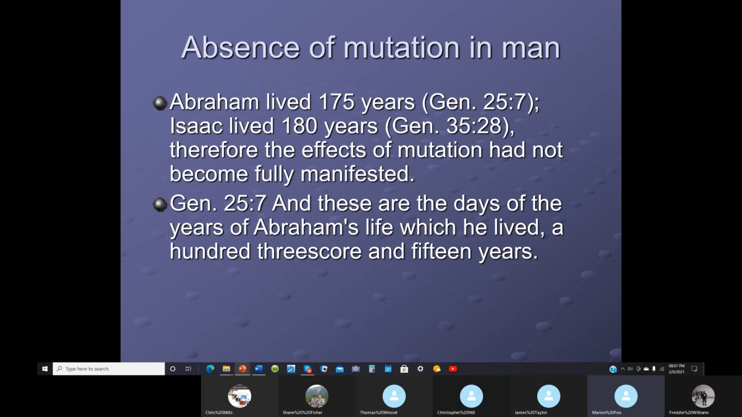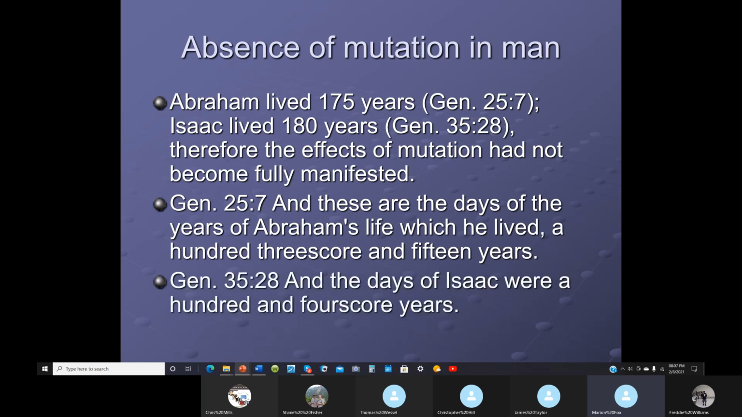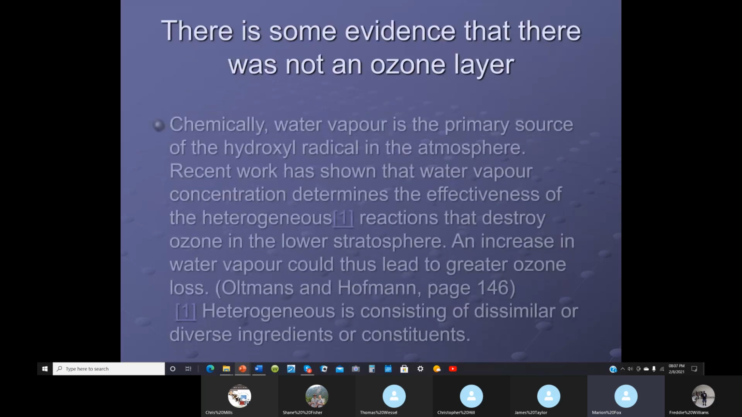And these are the days of the years of Abraham's life when he lived: 175 years. The days of Isaac were 180 years, a hundred and four score. A score is 20, so that'd be 180 years. Okay. So he outlived his father, so I would argue he wasn't mutated.